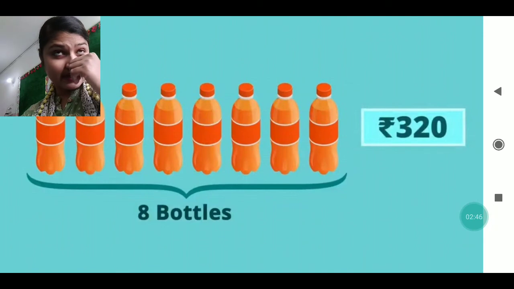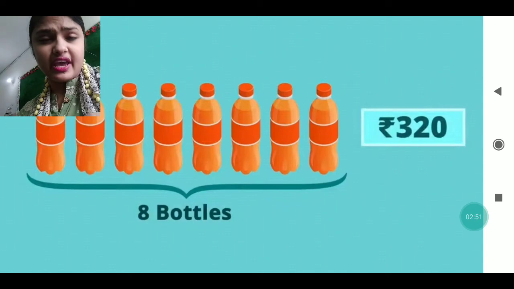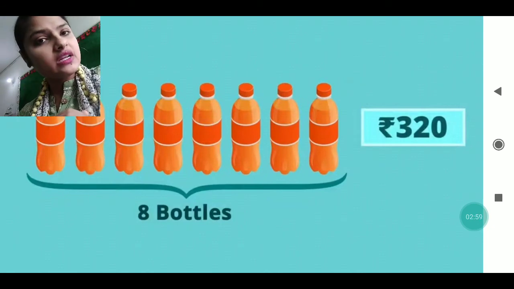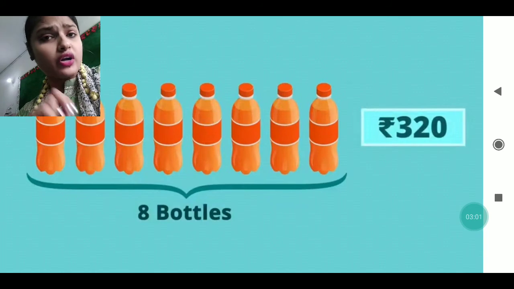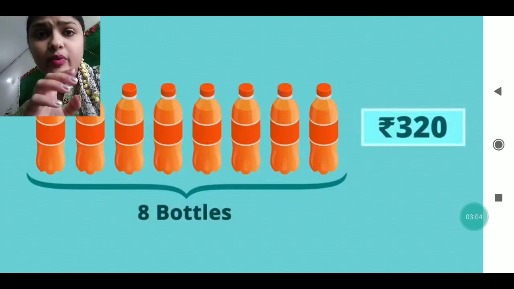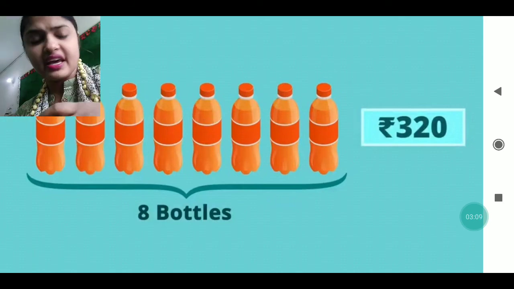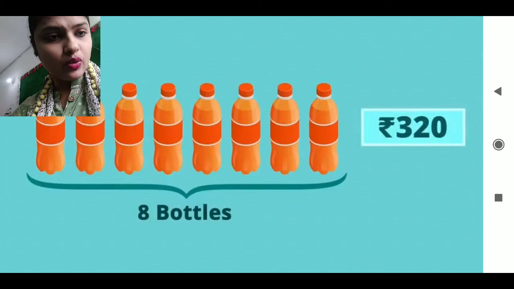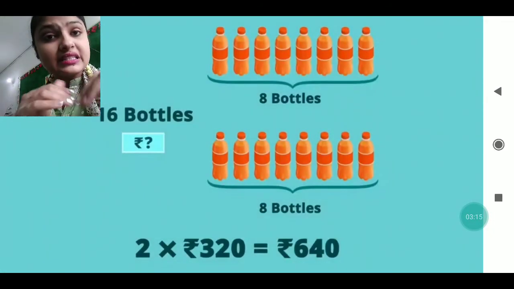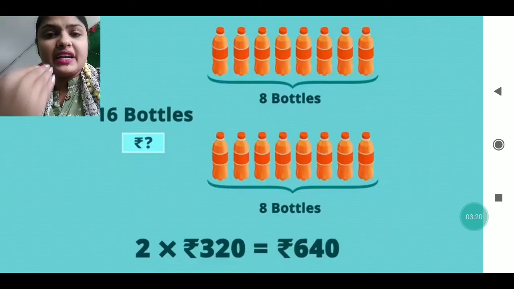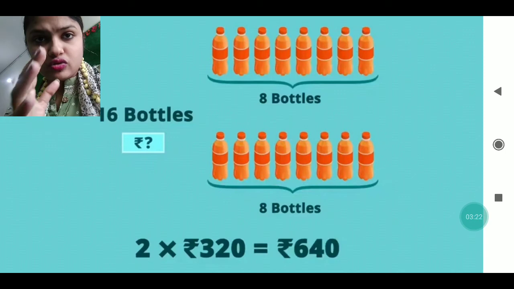Then he remembered that last time when he went to the market, he bought 8 bottles of juice, and the cost of those 8 bottles was 320. How much was the cost of 8 bottles? 320, and he wants 16 bottles. So he thought that if the cost of 8 bottles is 320, then he can find out the cost of one bottle, and accordingly he can take the 16 bottles. But here the number of bottles is more. So what he has done is simply multiply.